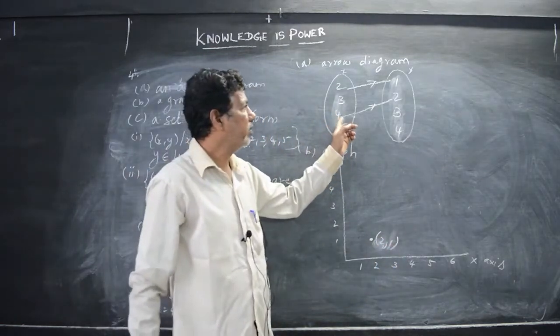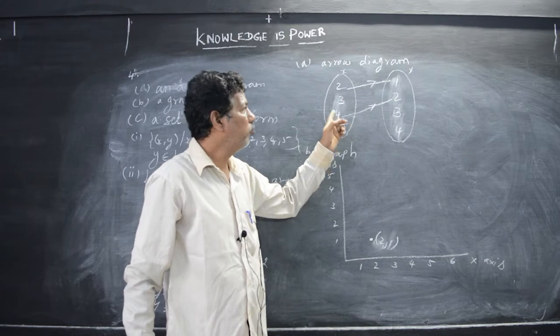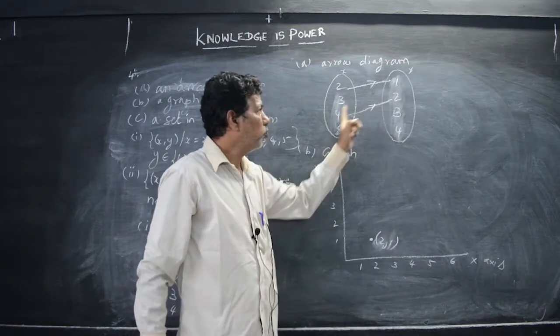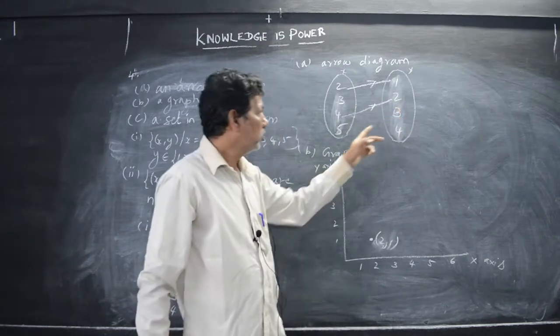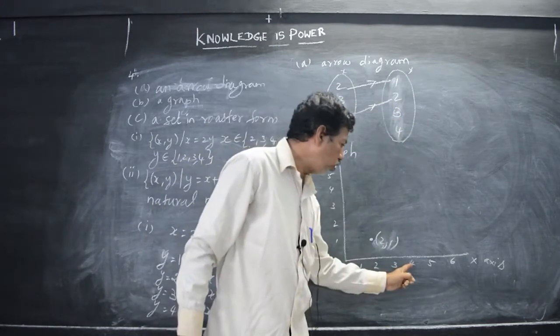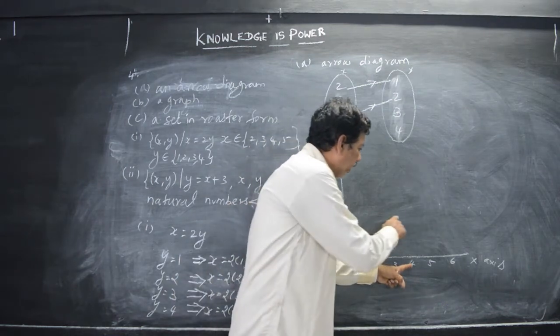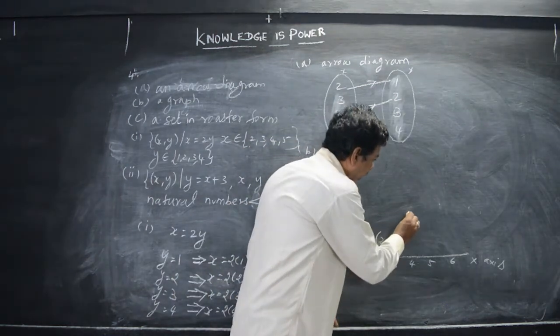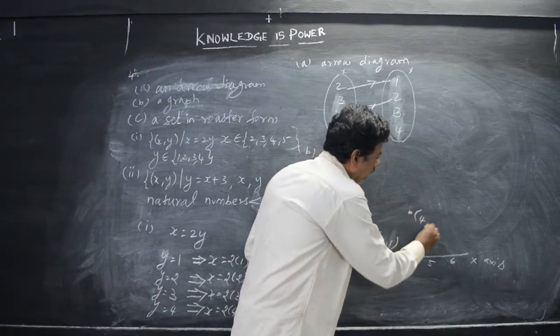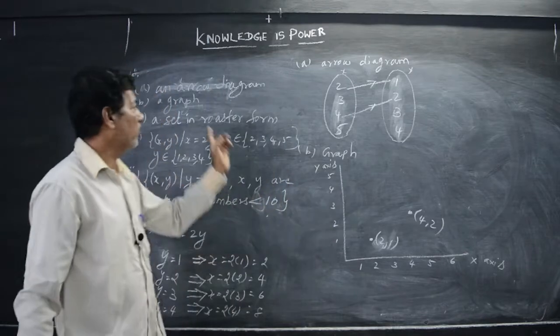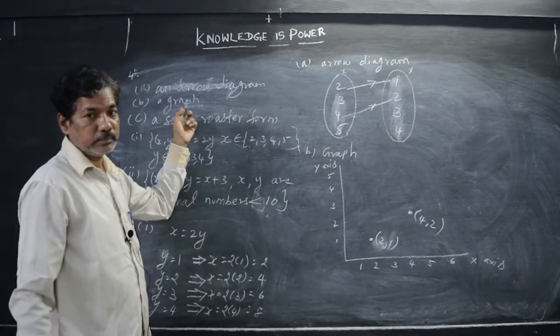Now second. What is the value of x? 4. Y value is what? 2. So 4, 2. 4 is there in place of x, 2 is there in place of y. So here we have to write 4, 2. This is called a graph for the given question.